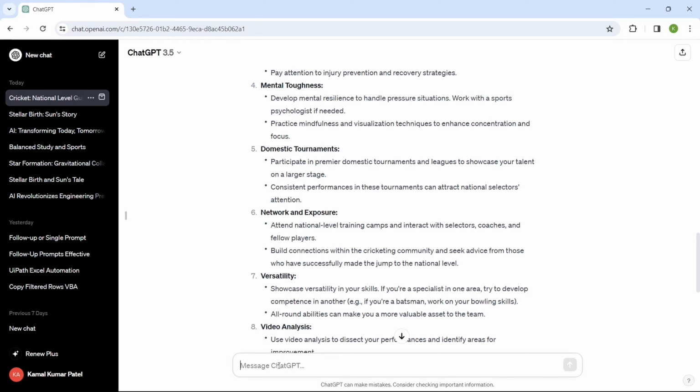Now mistake number 5, that is lack of filters or filter criteria. So why are filter criteria important? That is because it helps the AI model to understand your preferences, what you want to include and what you want to exclude in your response.